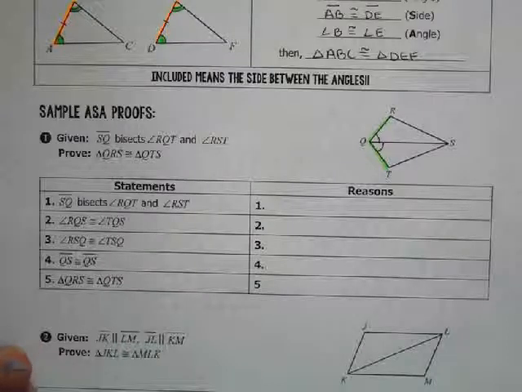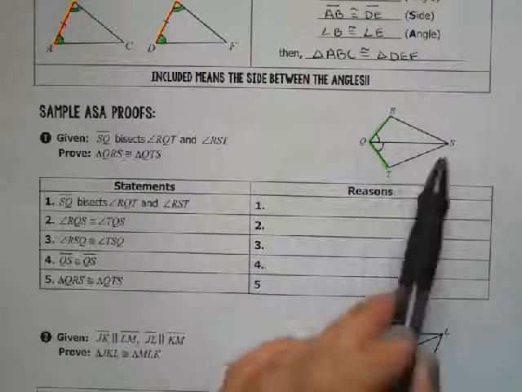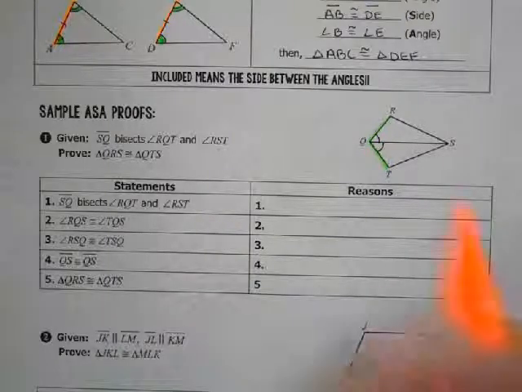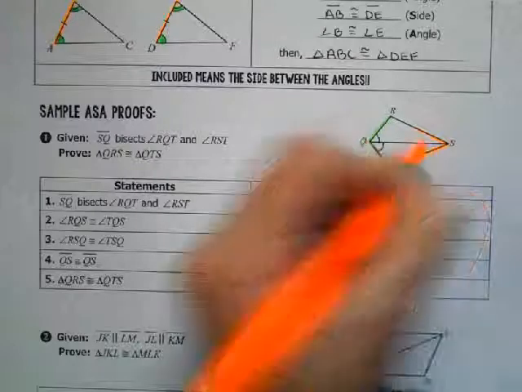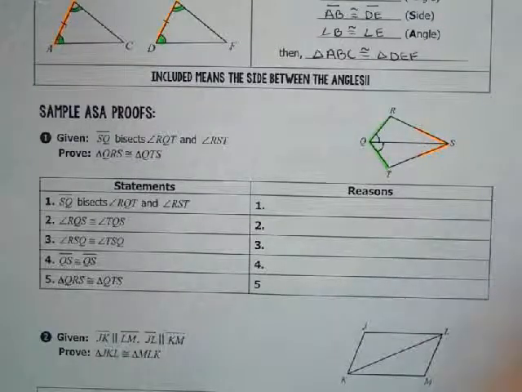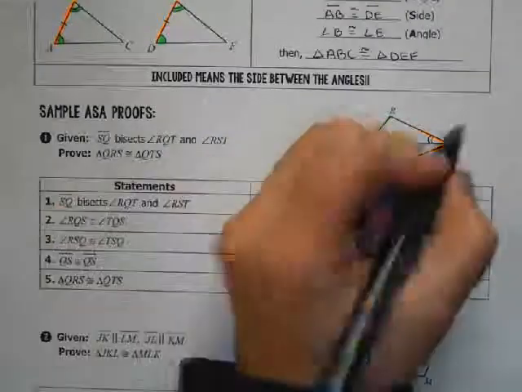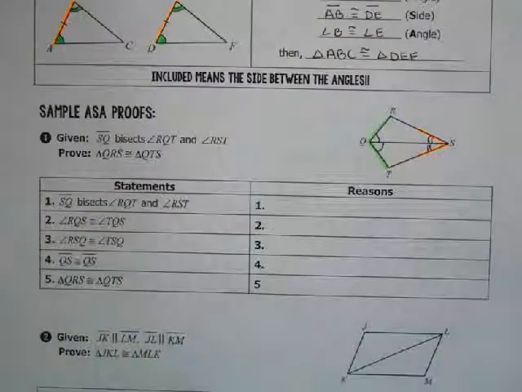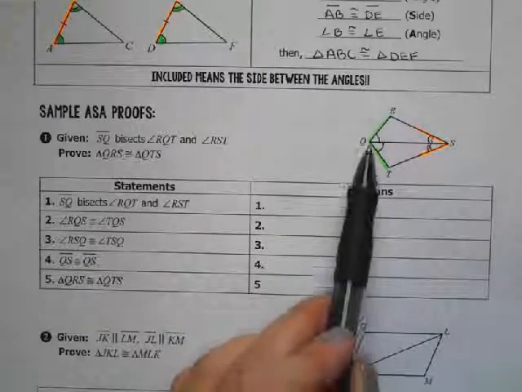Oh yes, it does. It says angle RST is also bisected. So that's the importance of reading carefully. So angle RST is also bisected by side SQ. So that gives us that small angle and that small angle. So we're trying to prove that triangle QRS is congruent to triangle TS.